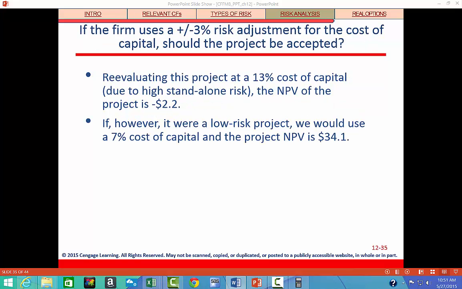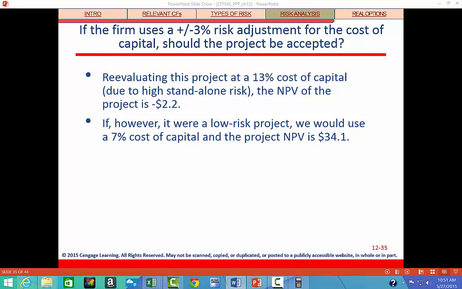Now let's consider another question. I know you're probably getting tired of all these questions, but let's assume that a firm could add or subtract 3% as a risk adjustment for the weighted average cost of capital. Well, if we do this, should the project be accepted?